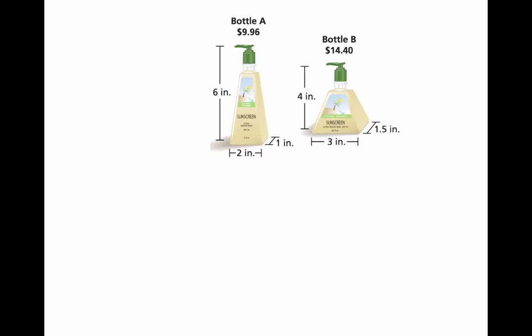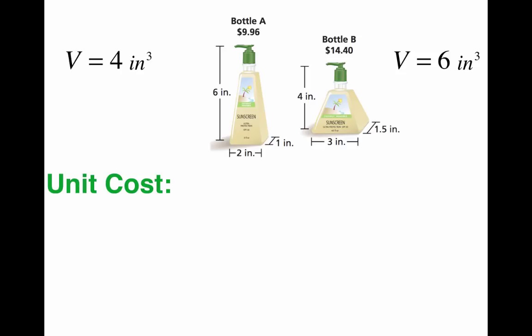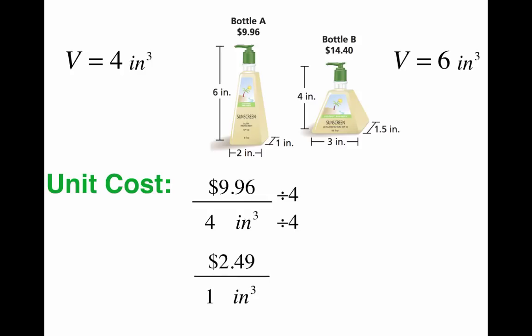So here's how we're going to figure that out. We're going to use the volume. Remember, the volume was 4 inches cubed for that tall one, and the volume of the shorty was 6 inches cubed. So here's what we know. The unit cost for bottle A would be $9.96 for 4 inches cubed. Well, let's divide that by 4. Get a calculator. What is 9.96 divided by 4? I got 2.49. You should double check me and make sure that's what it is. That means $2.49 for 1 cubic inch of sunscreen.